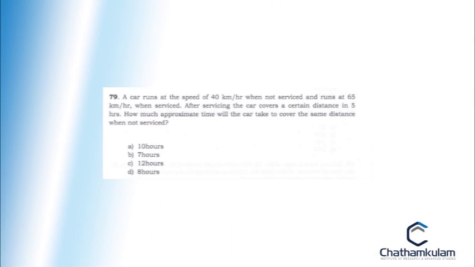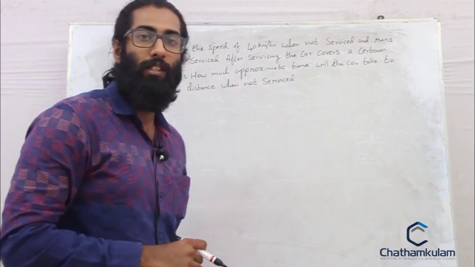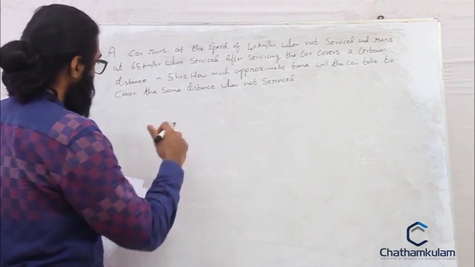Next question is, a car runs at the speed of 40 km per hour when not serviced and runs at 65 km per hour when serviced. After servicing, the car covers a certain distance in 5 hours. How much approximate time will the car take to cover the same distance when not serviced? So let's write what's given in the question first.